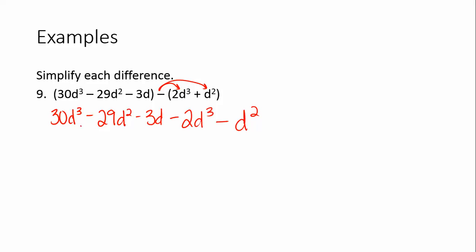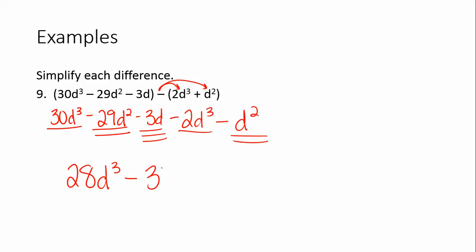So now we combine like terms. Notice we have this d term all on its own. So we have 30d cubed and we're subtracting 2 more d cubed. So we have 28d cubed. And -29d squared, subtracting another d squared is a -30d squared. And then we have the minus 3d that we need to bring along in the back. No term to combine with that.